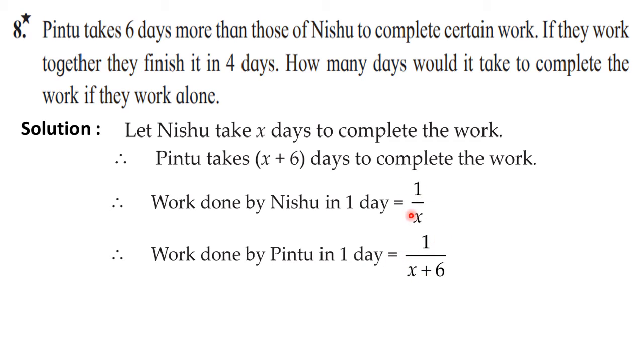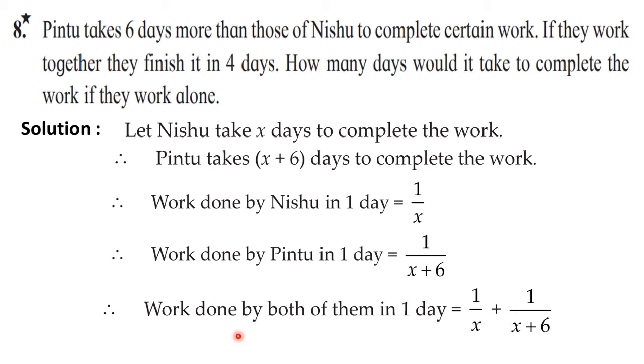So together, in one day they will complete the sum of these, that means 1 upon x plus 1 upon x plus 6 part. But it is given that together they take 4 days, so we have to make use of this. First of all, we write that work done by both of them in one day is 1 upon x plus 1 upon x plus 6. This is the work done by Nishu in one day, and this is the work done by Pintu in one day. So together they complete this much work. I hope you have understood up to this.